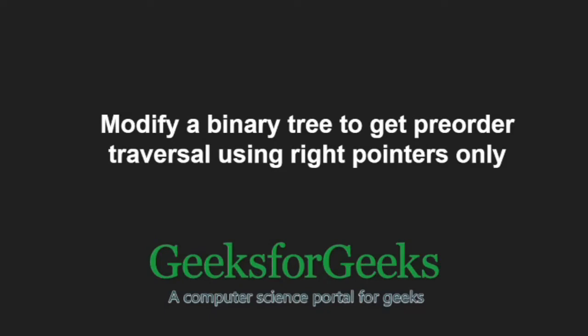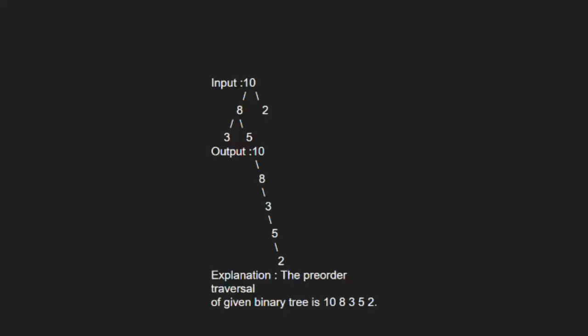In this video, we are going to understand the program which modifies a binary tree to get pre-order traversal using right pointers only. First, let us take an example.